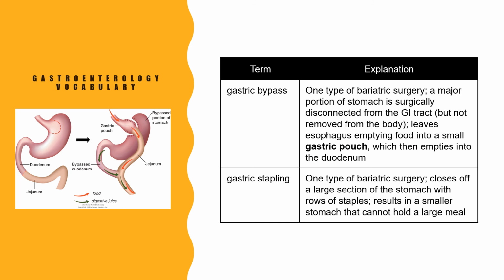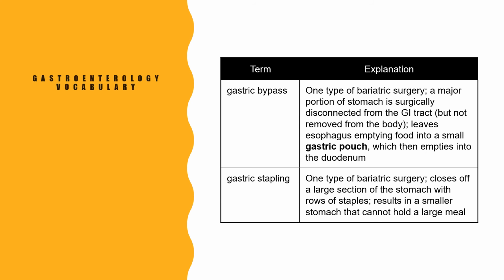Gastric bypass, also another type of bariatric surgery, is where a major portion of the stomach is surgically disconnected from the GI tract, but not removed from the body. This leaves the esophagus emptying into a small gastric pouch, which then empties into the duodenum. Gastric stapling is another type of bariatric surgery which closes off a large section of the stomach with rows of staples, and this results in a smaller stomach that cannot hold large meals.